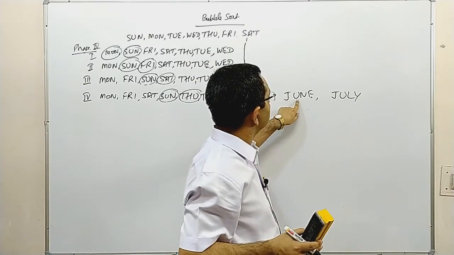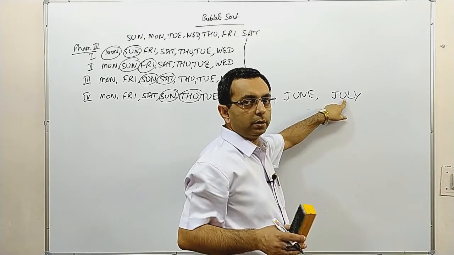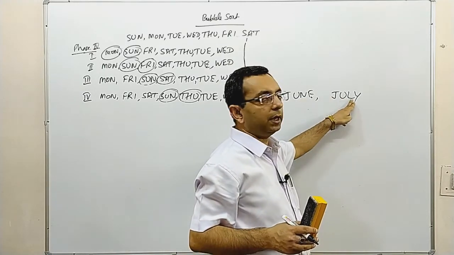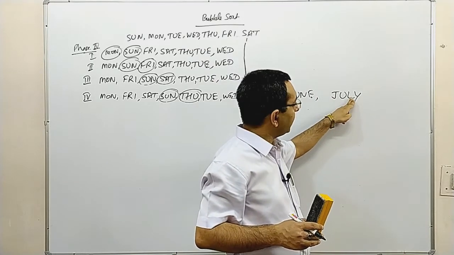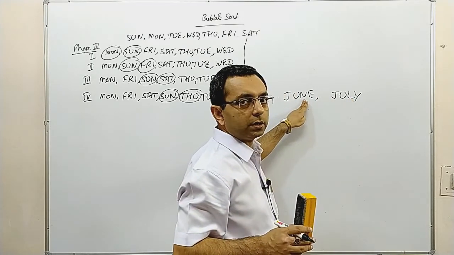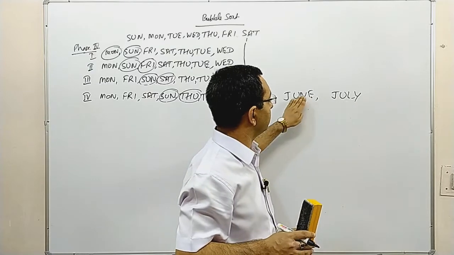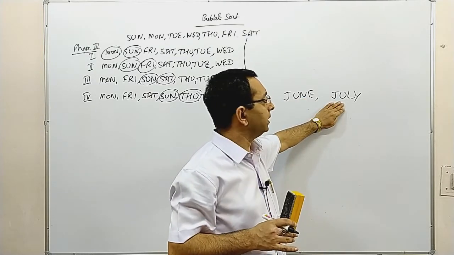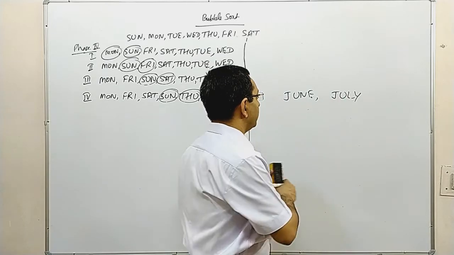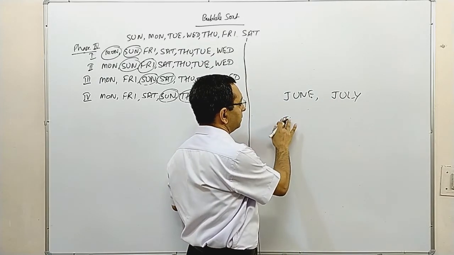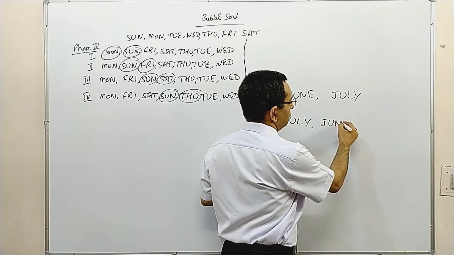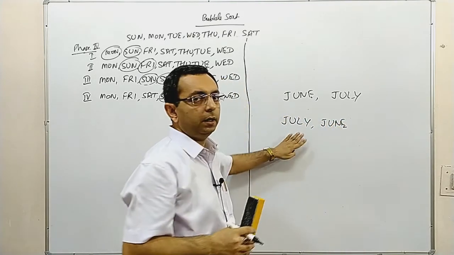So in the next, U will be compared with U. Again, it's equal. Here, N is compared with L. L is smaller than N because L comes first and N comes later. So July will be counted as the smaller element. So July should be first and then June. It will be like this.